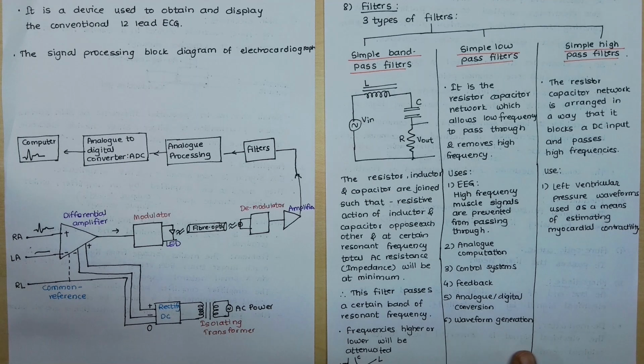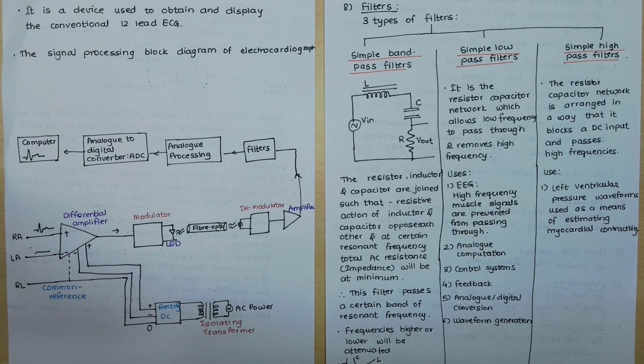Let's talk about simple band pass filters. So the resistor, inductor, and the capacitor are joined such that the resistive action of the inductor and the capacitor oppose each other, and at a certain resonant frequency, total AC resistance, that is impedance, will be at the minimum. Therefore, this filter passes a certain band of resonant frequency. The frequencies higher or lower will be attenuated.